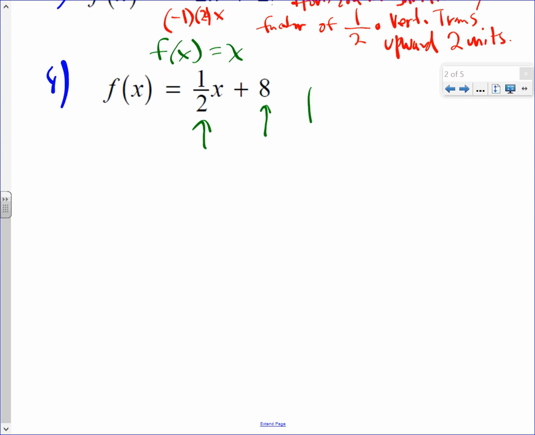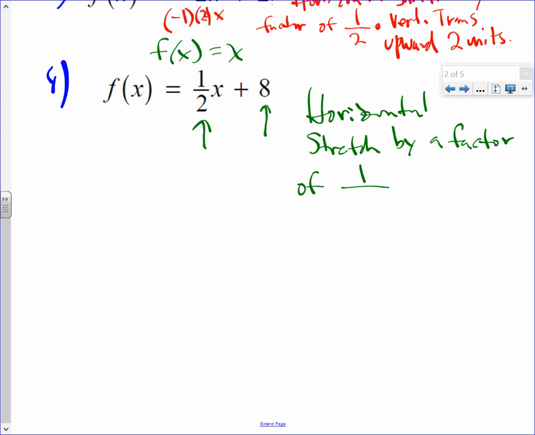So, horizontal stretch by a factor of 1 over A. What's A? 1/2. So 1 over 1/2 becomes 2. So it's by a factor of 2. You don't have to show this work, by the way.